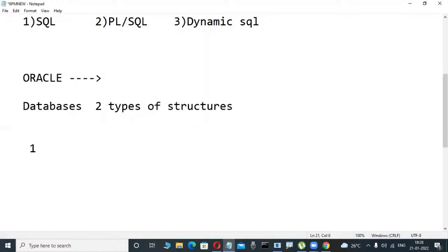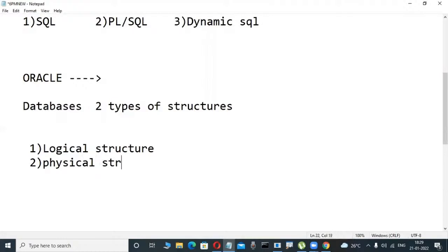One is, maybe anybody has an idea? Suppose you are taking Oracle, SQL Server, MySQL, DB2, any relational database software you are installing in your system, two types of structures are there. One is logical structure. Database means it is a place where we can store structure. Here one is logical structure. Another one is physical structure.